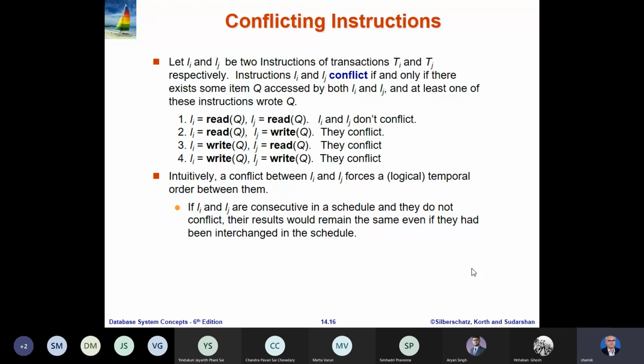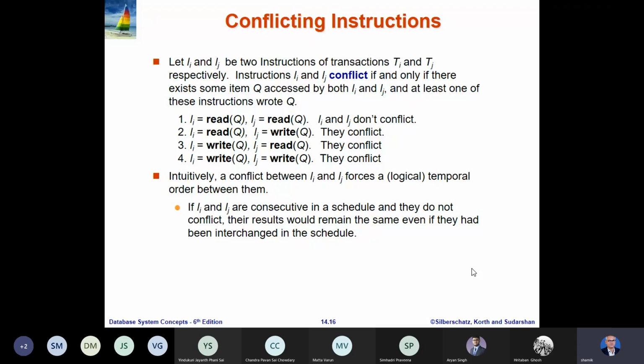And instead, if Ij came first and then Ii and both are write Q, then Ij will first write Q and then Ii will write Q, and it will overwrite what was written by Ij, the value of Q. So you see that the net effect will be different from if Ii came first and then Ij. What it means is that these instructions conflict. We cannot allow them in either order and still end up getting the same database state. That will not happen.